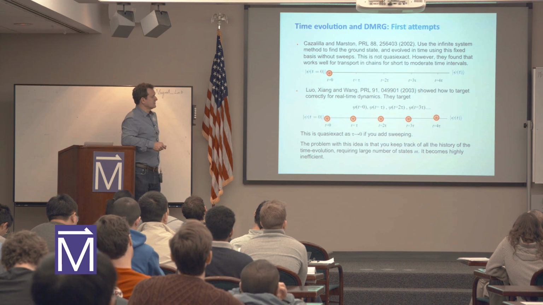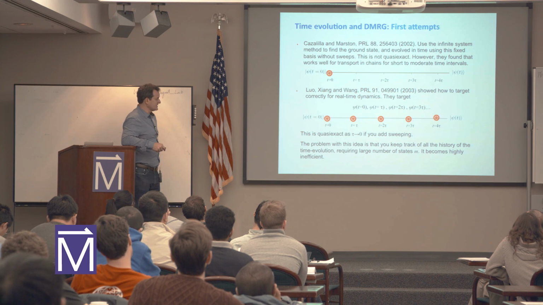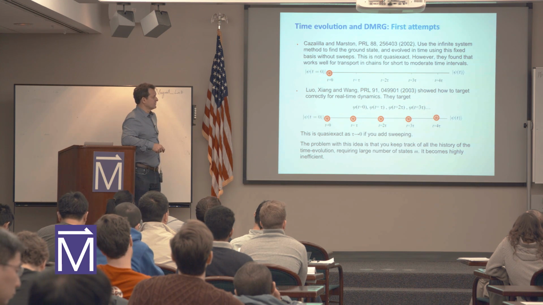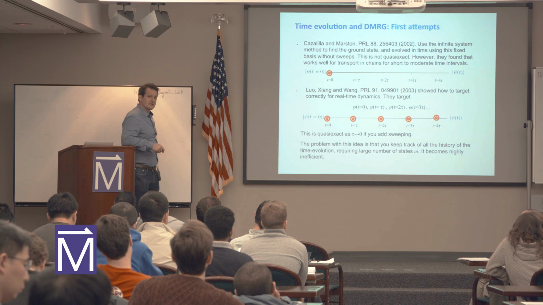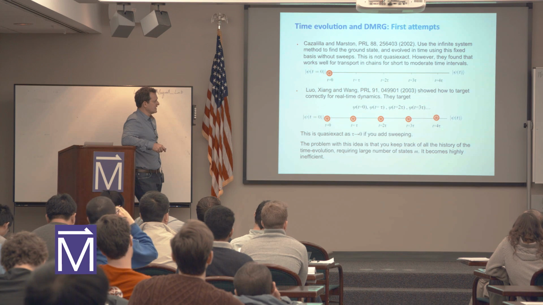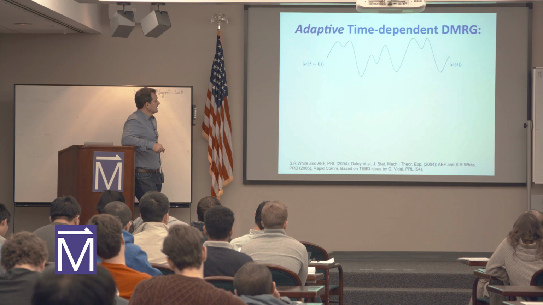So Casalini and Marston didn't do any sweeping because they didn't have to optimize the basis. These guys did the sweeping, and they targeted multiple states. And that's very good. It's a huge improvement, but it's highly inefficient because you have to keep track of all the history of the state. And it's not necessarily clear that the ground state is going to have anything to say up here in the basis for time tau.